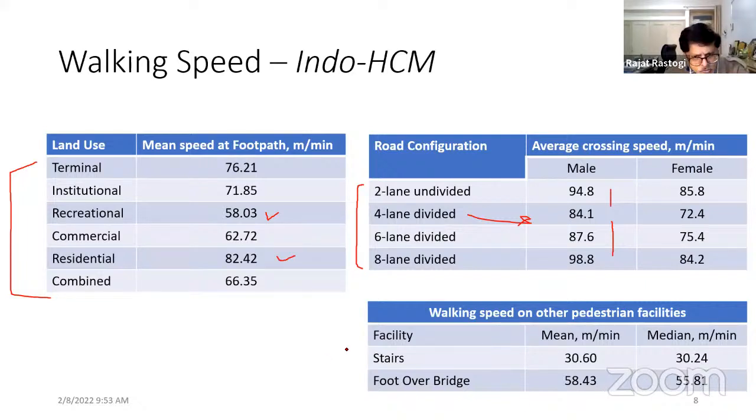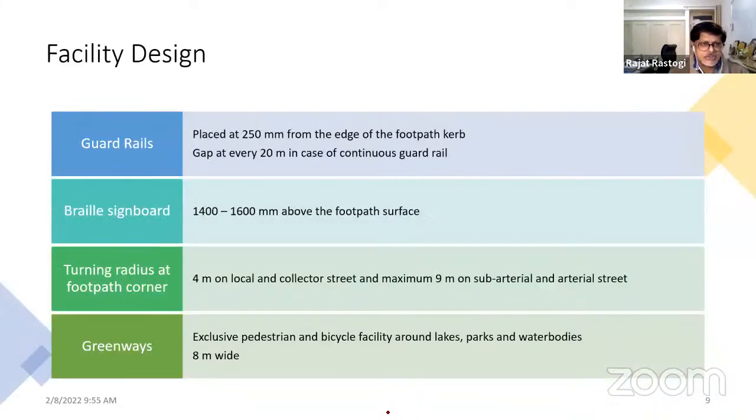Walking speed in IndoHCM is also talked about with respect to two other facilities, that is the stairs and foot over bridges. And again, here they have given values as mean and median. Of course, they are quite less because you are going up or down. Though up and down movements are taken together, they have not given the values separately for that. So this is one additional set of information which is available in IndoHCM. Together, IRC 103 and IndoHCM provide quite a wide gamut of walking speeds for different conditions and scenarios.